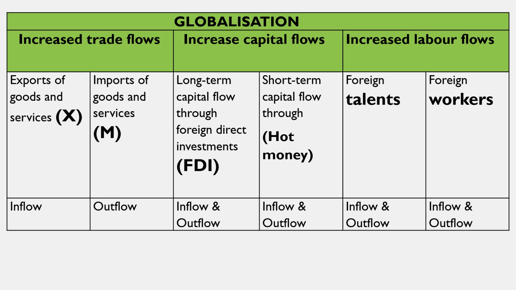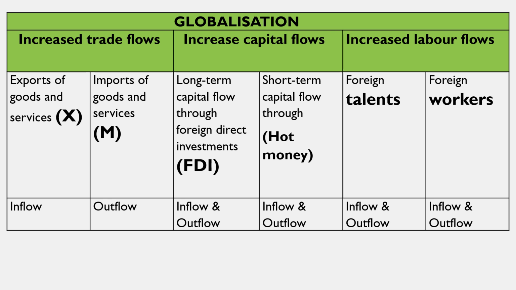You may think, why is exports of goods and services considered an inflow? This is because when we export goods and services to other countries, we are selling them and we are earning export revenue. Under the balance of trade account, which is within our current account of the BOP, we will record it as a credit item. Now, in contrast, for imports, we are buying from foreign countries. So, under the balance of trade account, it will be recorded as a debit. Hence, it is called outflow.